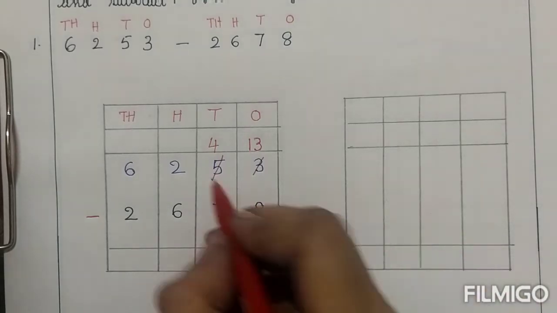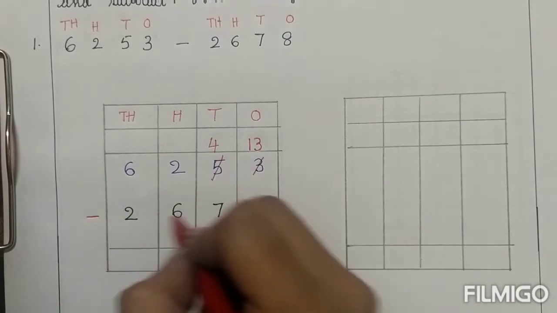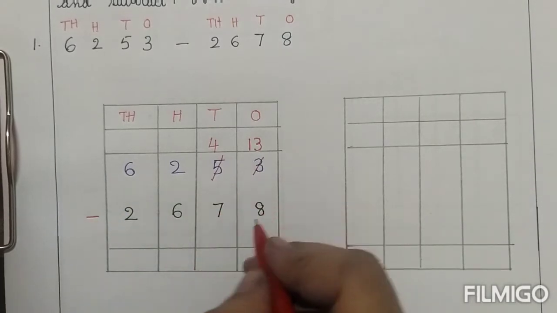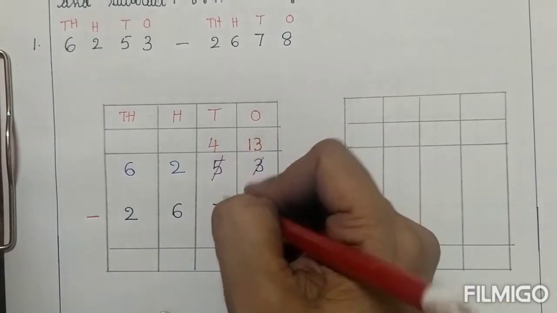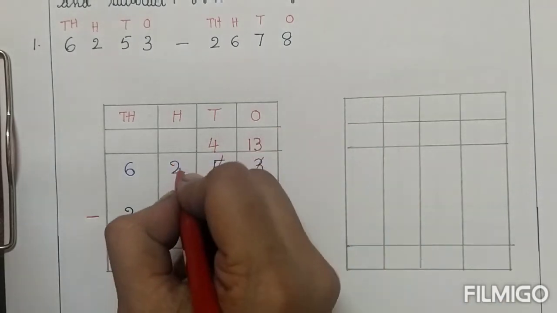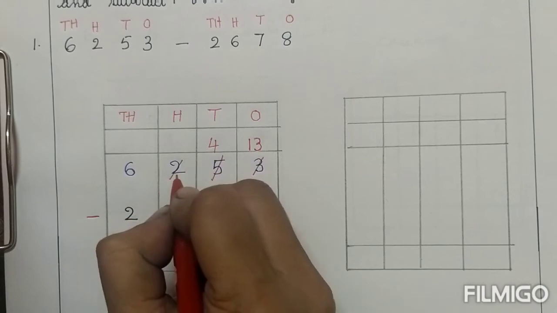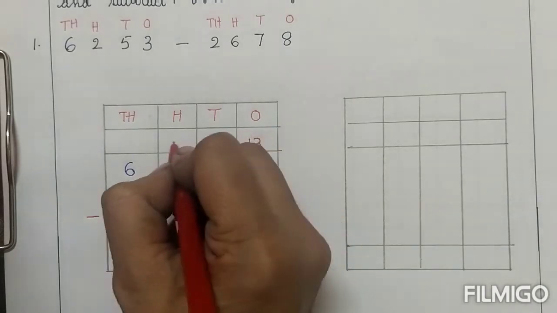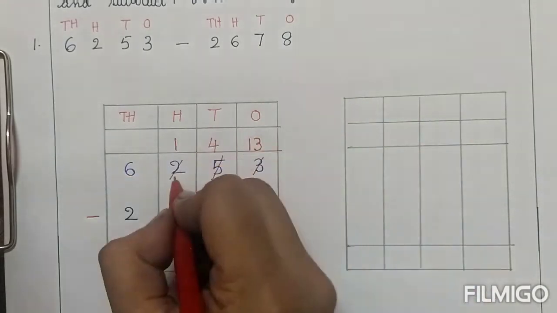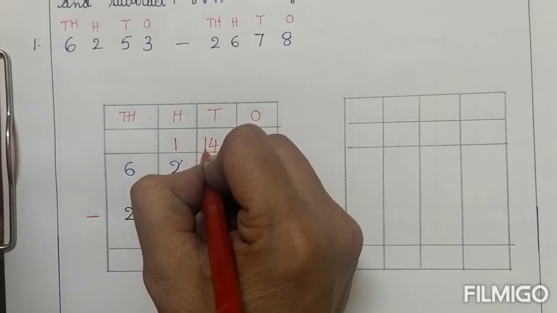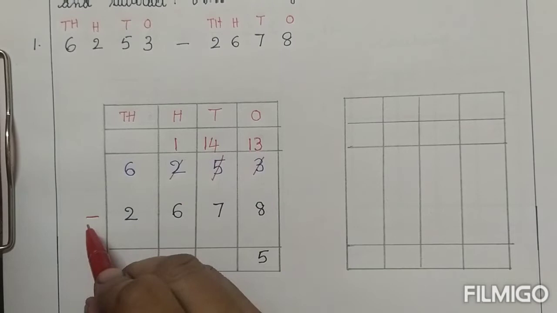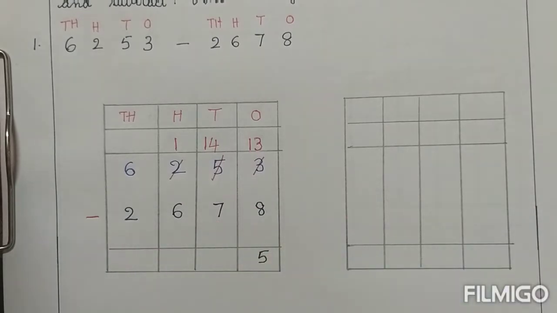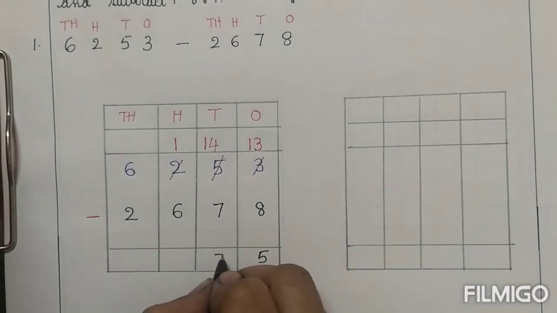Now in tens column, here 4 minus 7. Again, we should borrow 1 from the neighbor's column as we cannot subtract 7 from 4. If we take 1 from here, then this number becomes 1 and this 1 will sit in tens column. Now 14 minus 7. How much, children? It is 7.